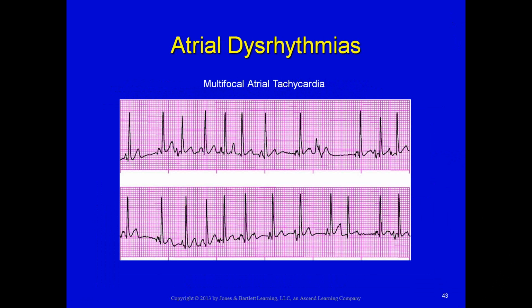So here's an example of multifocal atrial tachycardia. The rhythm is quite irregular. It is greater than 100. The P waves don't all look alike, and depending on which one fires when, you may have some pauses in this rhythm, as you see here.